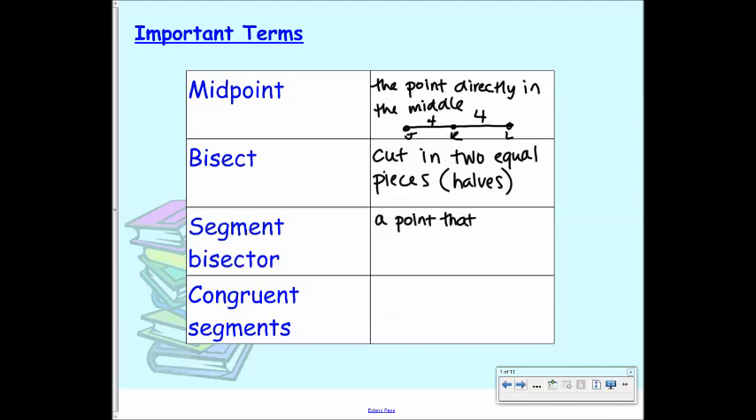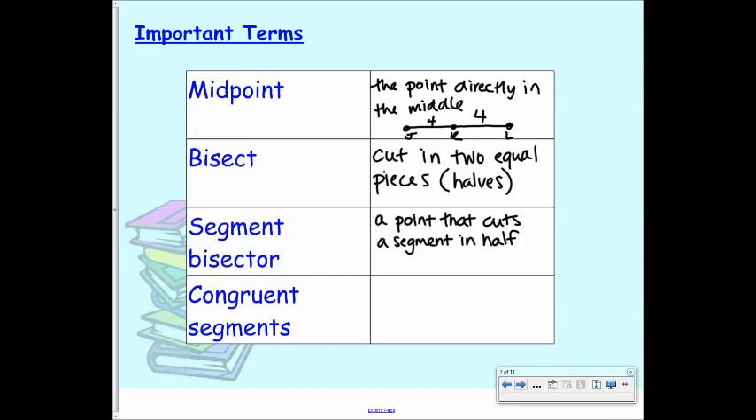Up here, K is a segment bisector because it cuts JL in half. So K is a segment bisector as well as a midpoint. All right, it's kind of the two names for the same thing. What are congruent segments? They're what? Even segments, equal segments. Congruent just means identical, okay? So what are two congruent segments in this figure right here? JK is congruent to KL, very good.